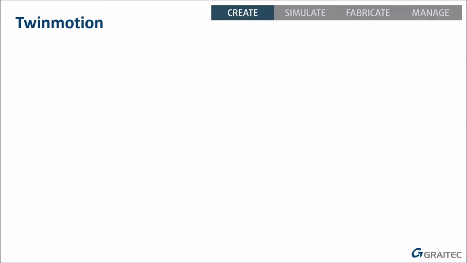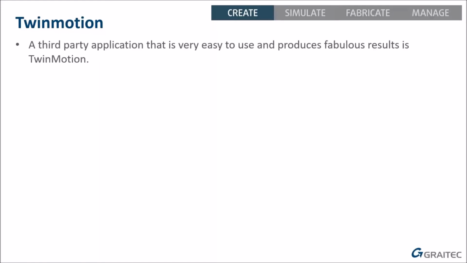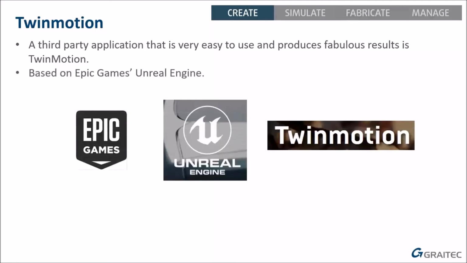The third option, which I think gives the highest quality and really pops the most and is probably the most fun as well, is a different bit of software called Twinmotion. Twinmotion is a third-party program. It's nothing to do with Graitec or Autodesk. It's made by somebody completely different, but it's very easy to use and produces really, really good quality results. It's actually owned by Epic Games, and it's based on their Unreal engine. Unreal, you may have heard of it if you're a gamer. It's used to power a lot of the video games available. It handles all the graphics for them.